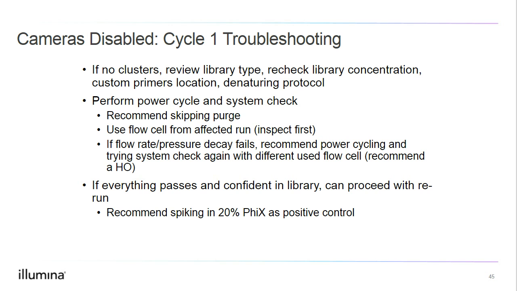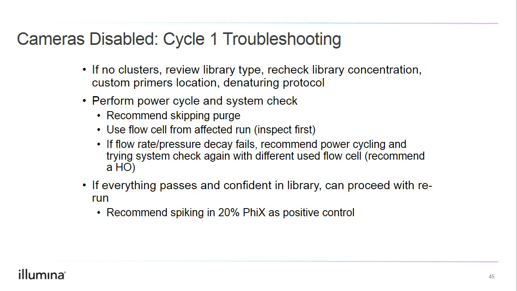To test the temperature, fluidics, and motion of the instrument, as well as the fluidics in the flow cell, power cycle and perform a system check using the same flow cell from the run or a high output flow cell. If there are any fluidic issues detected, such as a pressure decay or flow rate failure, another power cycle and system check with a different high output flow cell is recommended.